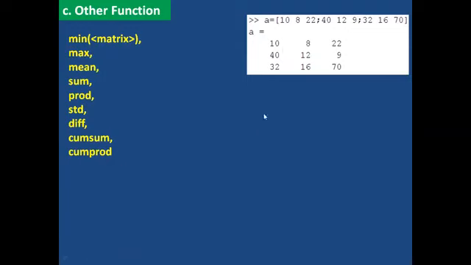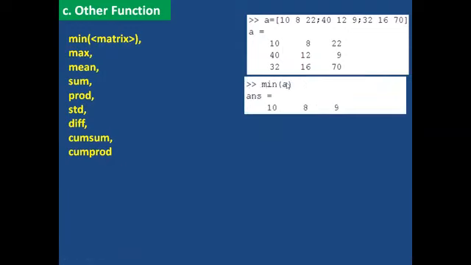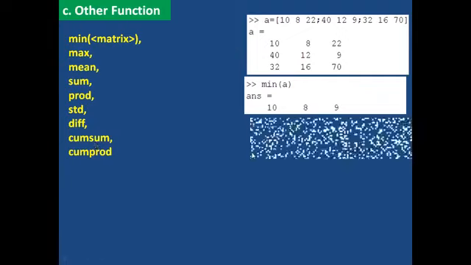So this is the array A. I want to find out the minimum of A. If the given array has more than one row, then automatically the minimum function will return the minimum value of each column. This array has 3 rows, so automatically the minimum function will return the first column minimum value, the second column minimum value, and the third column minimum value. The same thing is applicable to all other functions.